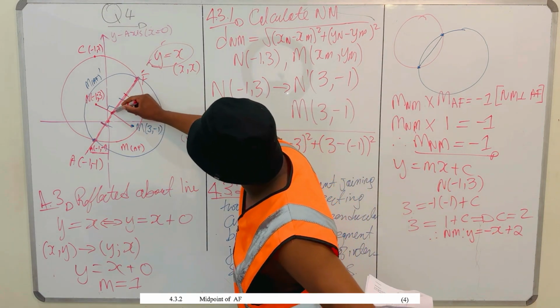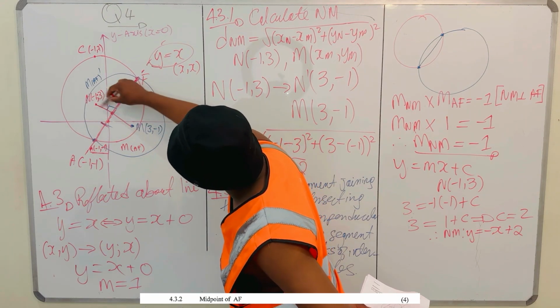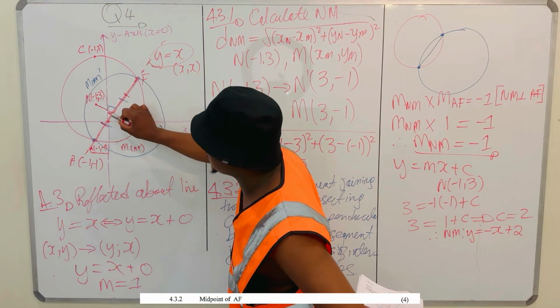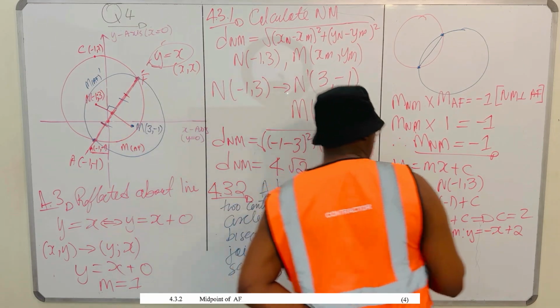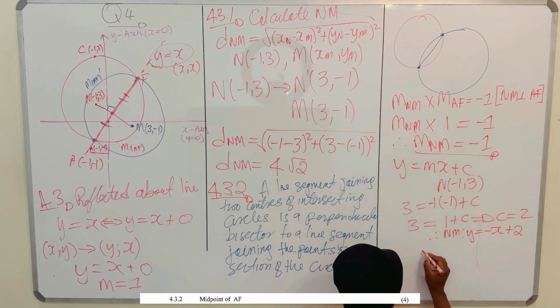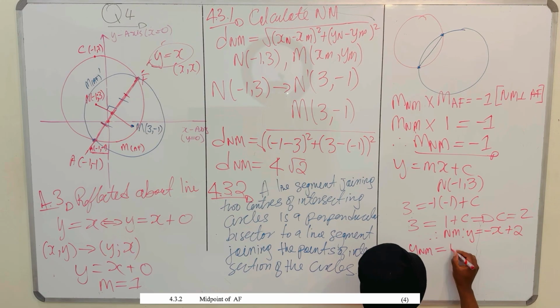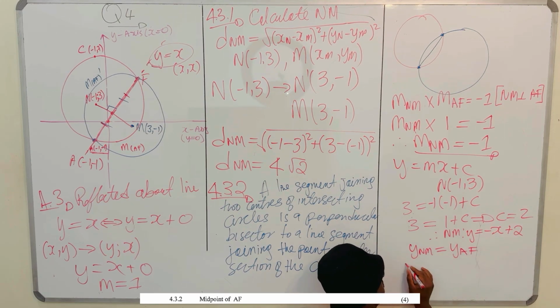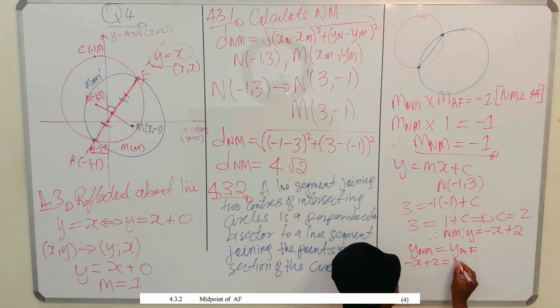But then you want this point there, which you know, since this line is a perpendicular bisector to this one, that point of intersection is the midpoint of AF. So you say, okay, y of NM is equal to the y coordinate of AF, which is that point of intersection. So your -x plus 2 is equal to x. So you solve for x. 2 is equal to 2x. You transpose this to the other side, divide by 2, divide by 2, your x is equal to 1.